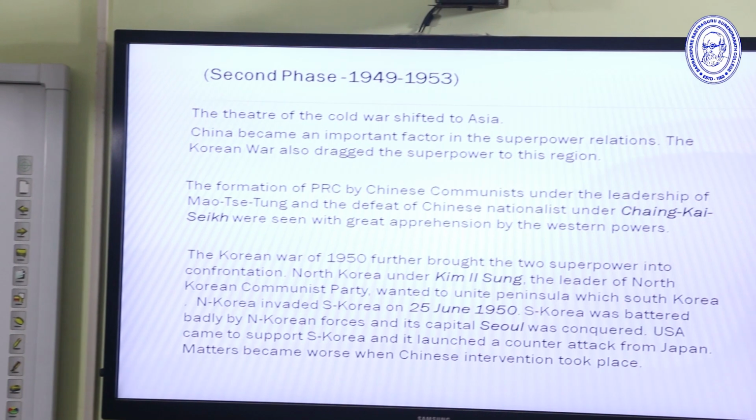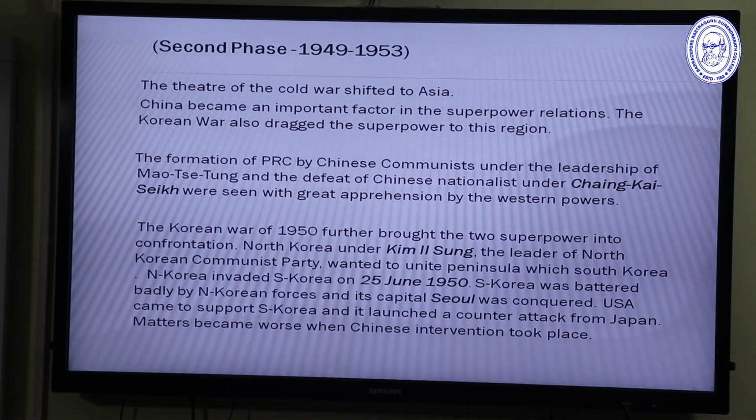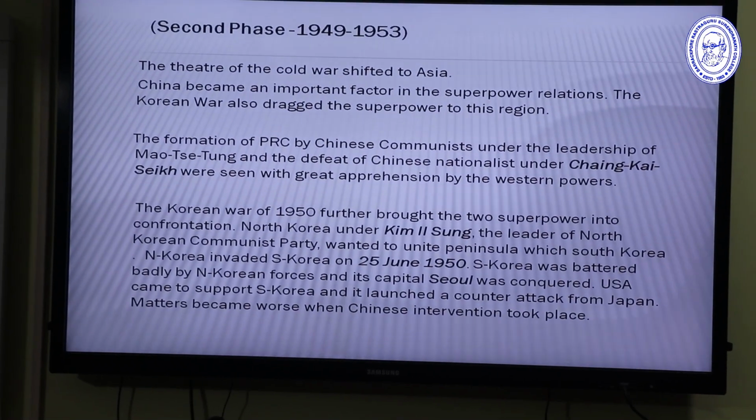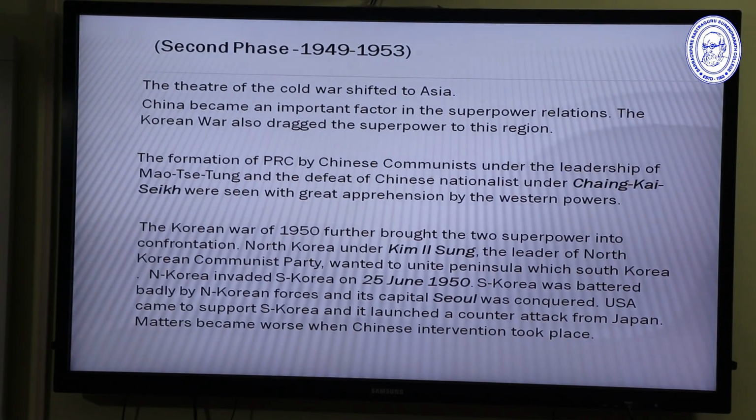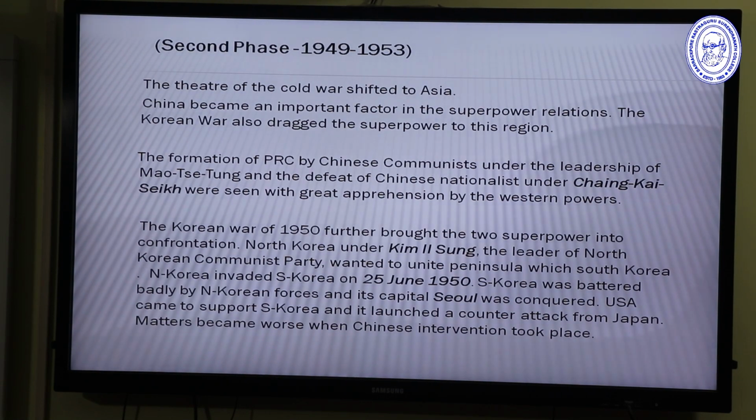Now Asia became the major theater of the Cold War, because China, an Asian giant, fell under the clutches of a communist regime under Mao Zedong, who became a very important leader. In 1948 China itself claimed that we are the PRC, the People's Republic of China. So China became a communist country, and the Nationalist Party under Chiang Kai-shek was defeated and ousted from China. Mao Zedong becoming an important leader in China was again a great apprehension for the Western powers.